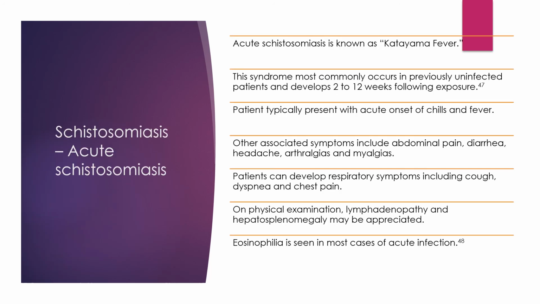So there are also entities described as acute schistosomiasis and then chronic schistosomiasis. Acute is also known as Katayama fever, and Katayama fever most commonly occurs in those previously uninfected and develops 2 to 12 weeks following exposure. Typically presentation is with acute onset of chills or fever. You can also have a constellation of other findings, including abdominal pain, diarrhea, headache, and arthralgias. But you can even have respiratory symptoms, including cough, dyspnea, and chest pain. On physical exam, lymphadenopathy is typical, and hepatosplenomegaly can be appreciated. And eosinophilia is very common in these patients.